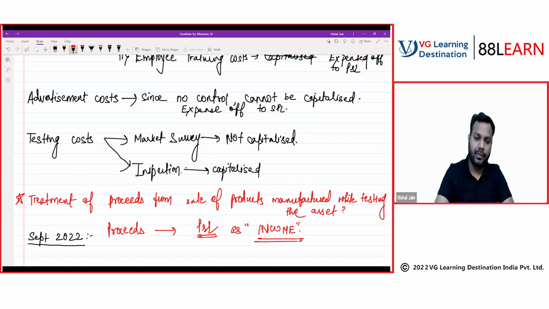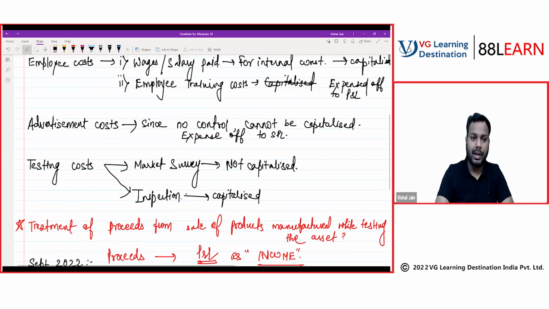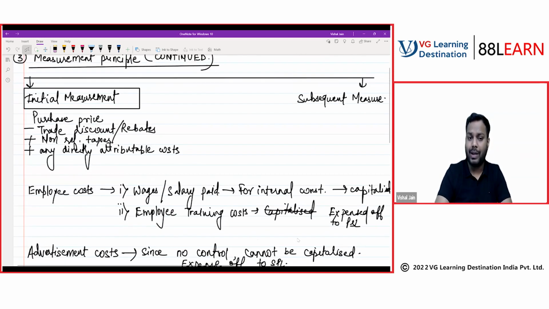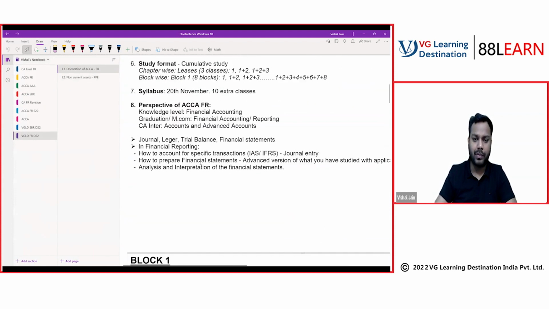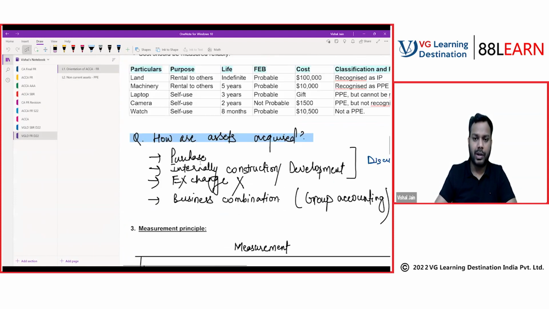Fair enough. Now, so that's all about your initial measurement. Any queries in initial measurement? In the last class, I was discussing two more things, I believe. Asset percentage, deferred credit terms, yeah.